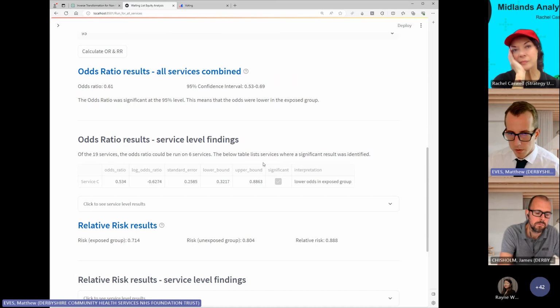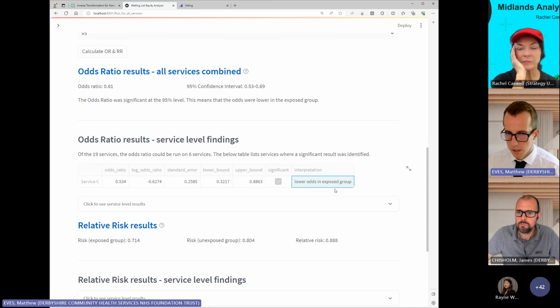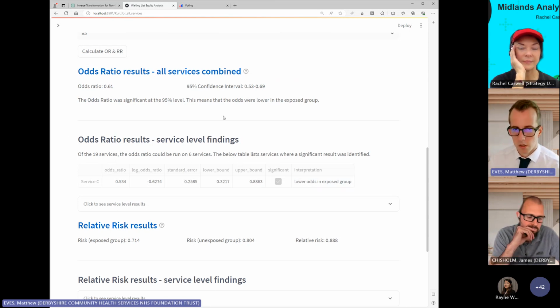The below table summarizes significant findings. So this table is the service level: which service has a significant finding, what that is, and the interpretation. The interpretation currently is a bit of a double negative. Where it says odds were lower in the exposed group, it means in this case, people with an LD and or A flag on that record have a lower odds of waiting below 18 weeks, or have a higher odds of waiting above 18 weeks. So it's a bit of a double negative, one to fix in terms of how this is communicated.